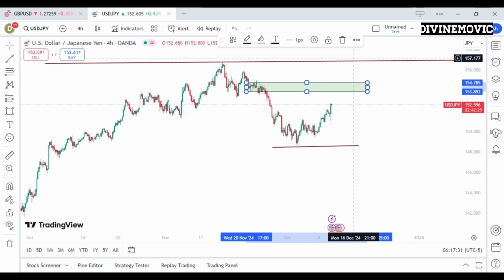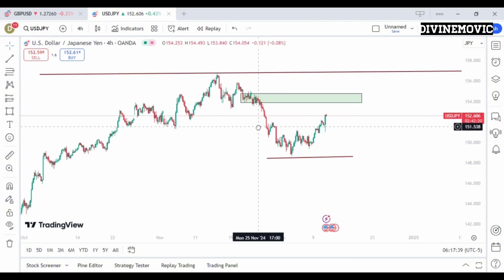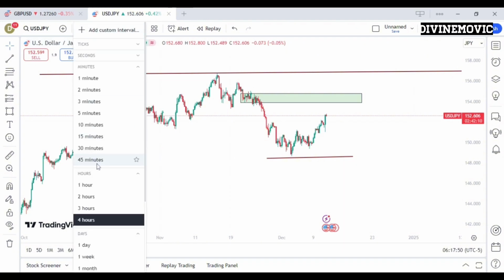Remember, we are identifying market structure here, and we are identifying supply or demand zone. In this case, we are able to see a supply zone. Our interest now is simply to go to the 1 hour time frame and refine this zone to become a point of interest, and then allow price to induce liquidity, and then we use liquidity to enter the trade. And that's happening on the 1 hour time frame.